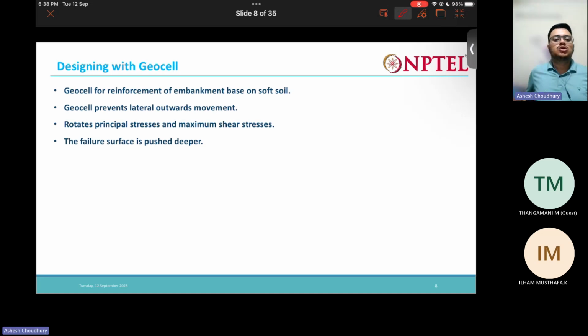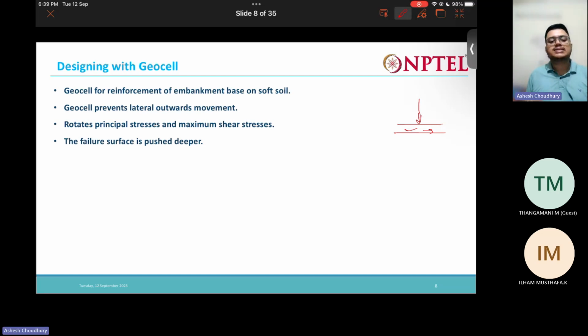All right. So what does GeoCell do? GeoCell will actually prevent the lateral outward movements of the soil. Obviously, if soil is there and you provide no confinement, there will be a tendency to move outwards. Right? There is a tendency to move outwards. So we will be preventing that movement using GeoCell. All right. So what happens?